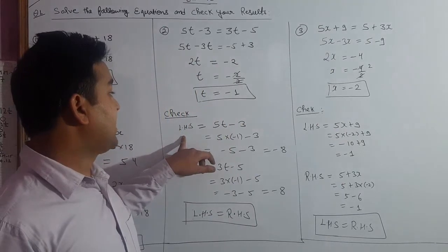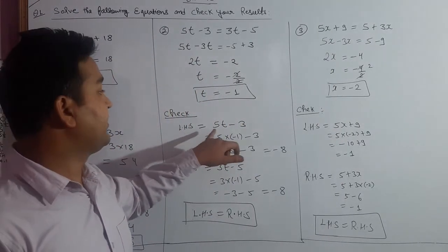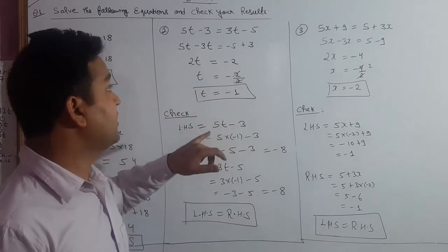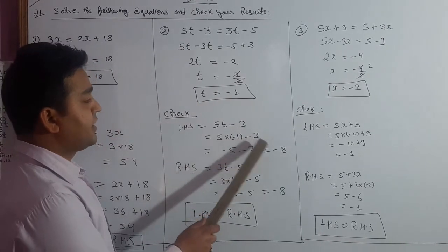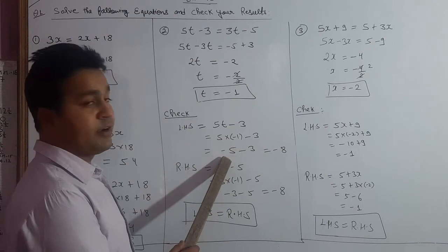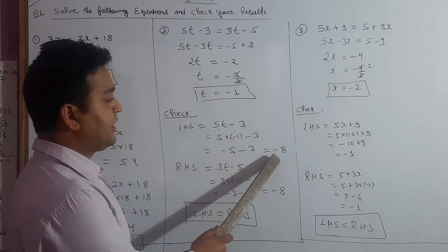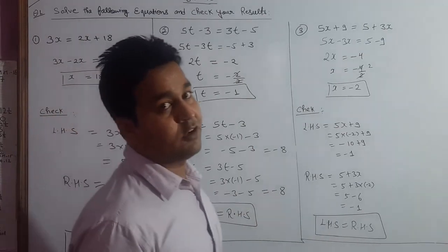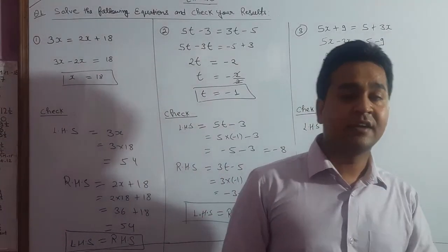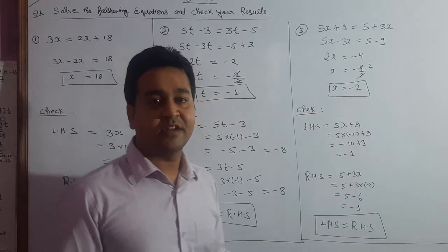So for the checking, the left hand side is equal to 5t minus 3. Then 5 into the value of t, which you get here, minus 1, and then minus 3. 5 into minus 1 you get minus 5, then minus 3, finally you get minus 8. Now just check the right hand side, whether you get minus 8 or not. If you get minus 8, then your answer is right. If you did not get minus 8, then your answer is wrong.